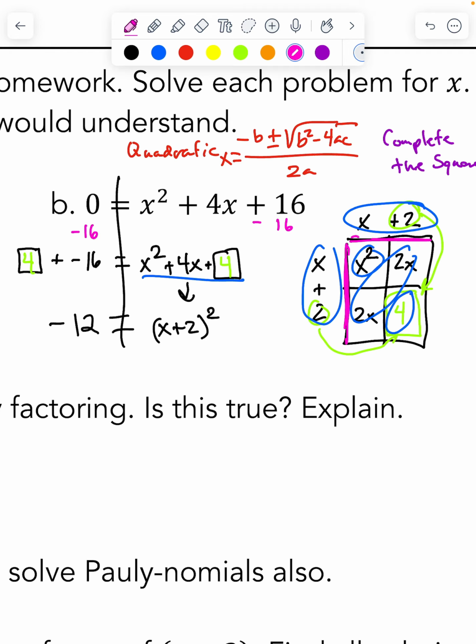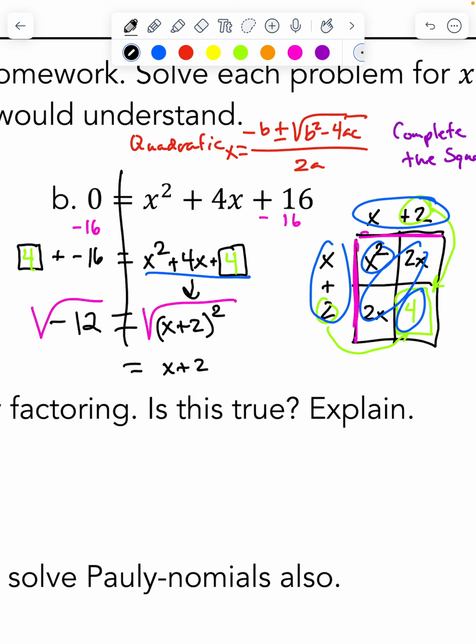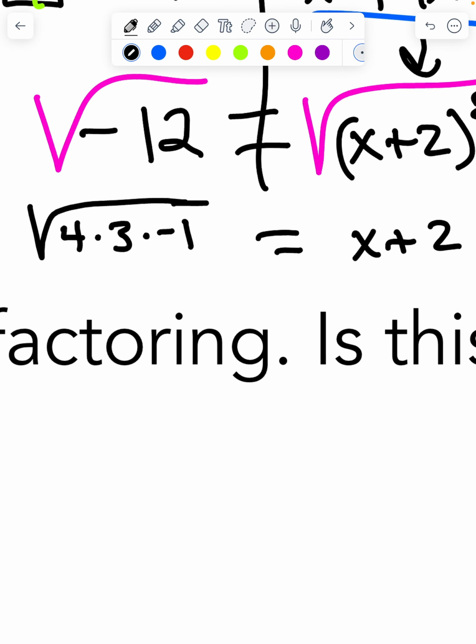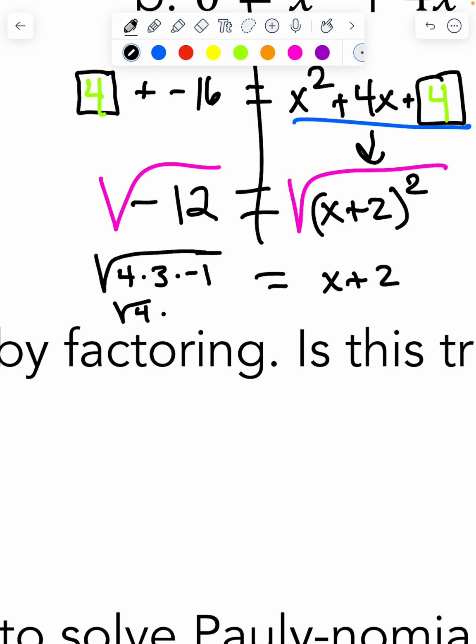And then I can take the square root to get rid of that square, and I get x plus 2. Then I have a problem here because the square root of a negative is going to have an imaginary part to it. So I'm going to break up this square root of negative 12 into the square root of 4 times the square root of 3 times the square root of negative 1, equals x plus 2.